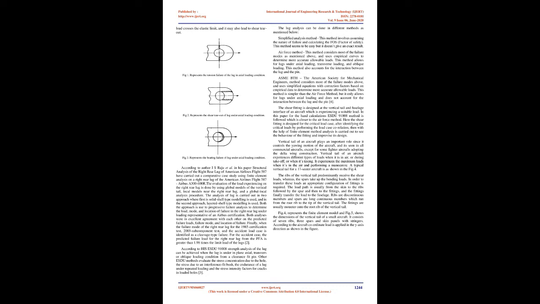Shear tear out occurs when shear is predominant and the failure region is at 45 degrees from the loading axis, as shown above. Fig. 3 represents the bearing failure of the lug under axial loading condition. This failure occurs in the lug when the applied load crosses the elastic limit, and it may also lead to shear tear out.